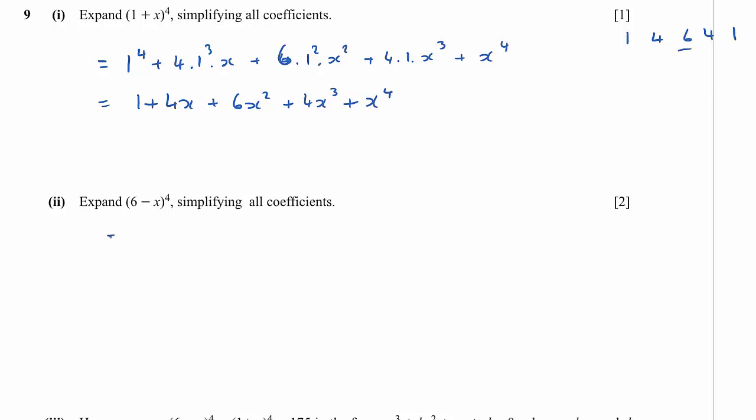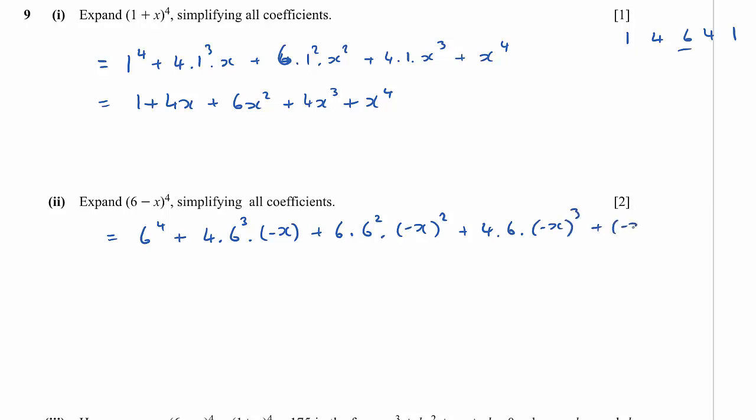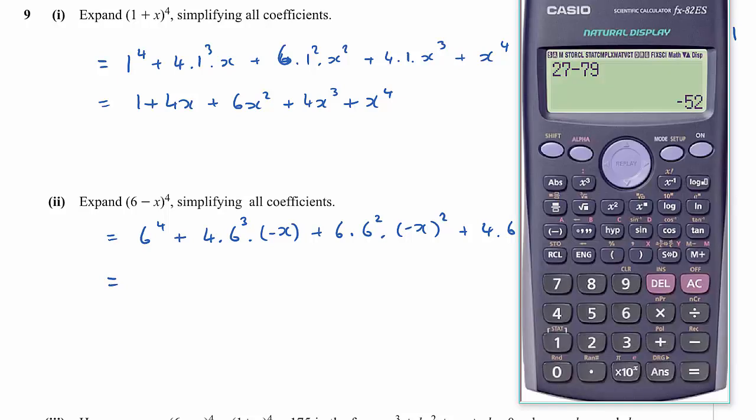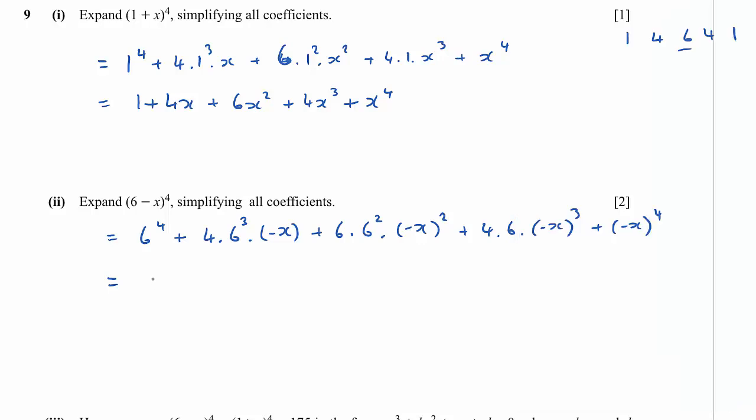And now for this one, well, that's going to be 6 to the 4 plus 4 times 6 cubed times negative x plus 6 times 6 squared times negative x squared plus 4 times 6 times negative x cubed plus negative x to the 4. Okay, so I'm going to need to know 6 to the power 4. 6 to the power 4 is 1296.